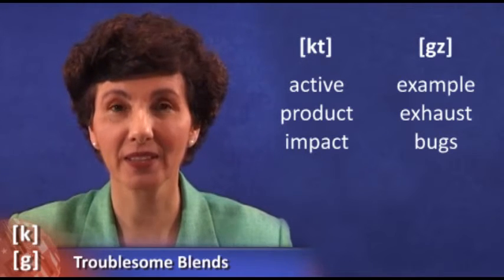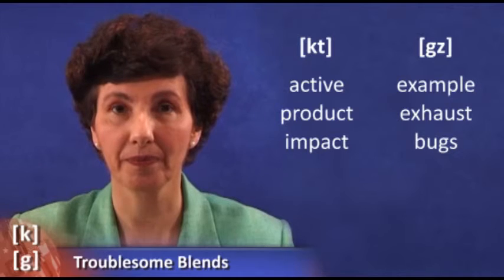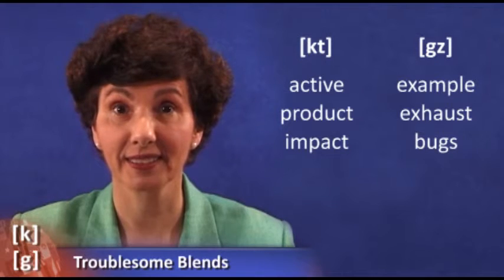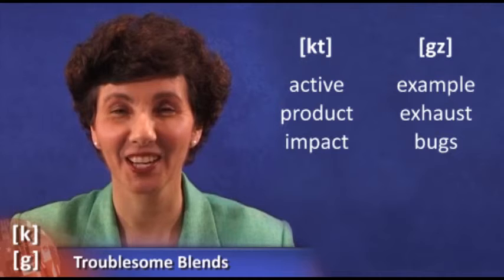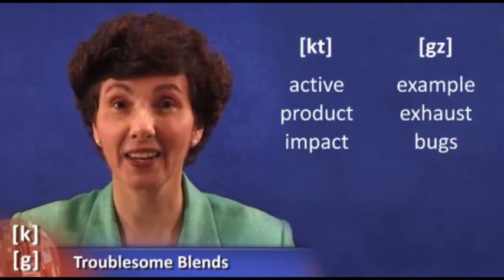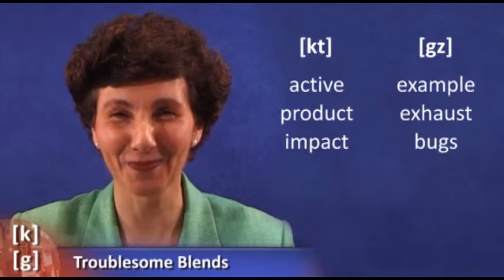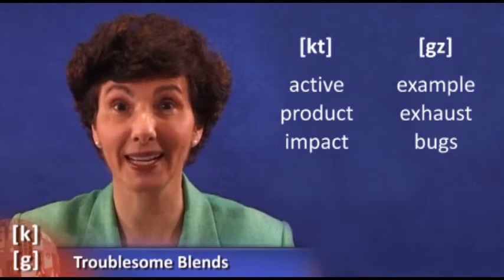Keep going down the column to the g and the z sound. Example, exhaust, bugs. Can you hear? You're doing a g, and now you're adding an s as though there were many bugs in the system, and you're doing a gz. Once again, bugs.